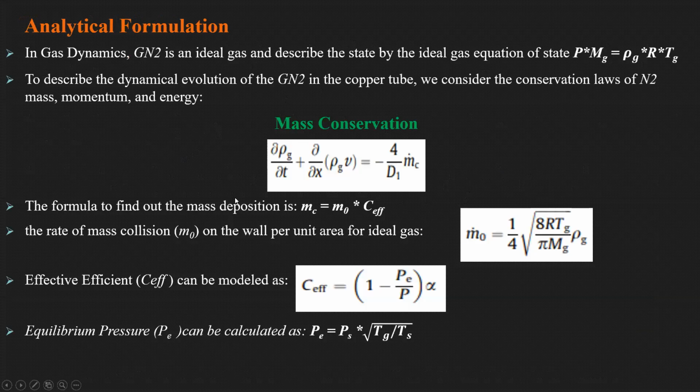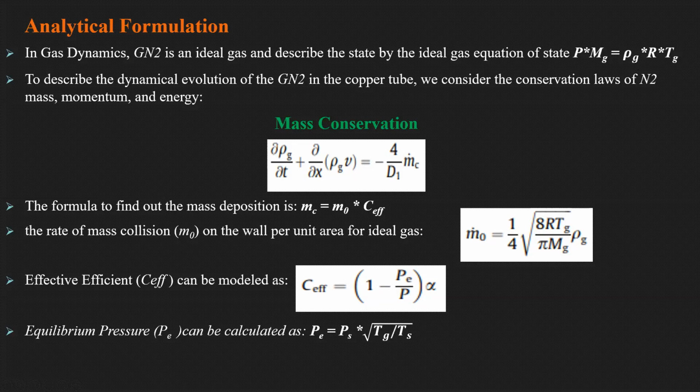Analytical formulation. In gas dynamics, the nitrogen gas is an ideal gas and described by the ideal gas equation of state: pressure equals the density of the gas times the ideal gas constant times the temperature of the gas. To describe the dynamical evolution of the nitrogen gas in the copper tube, we consider the conservation laws of nitrogen mass, momentum, and energy.